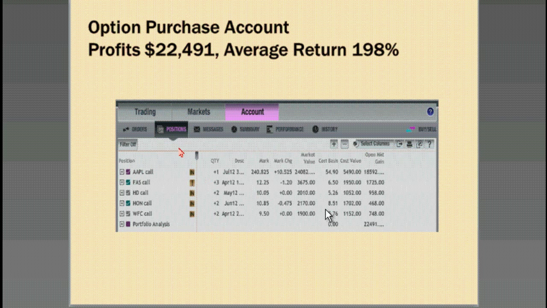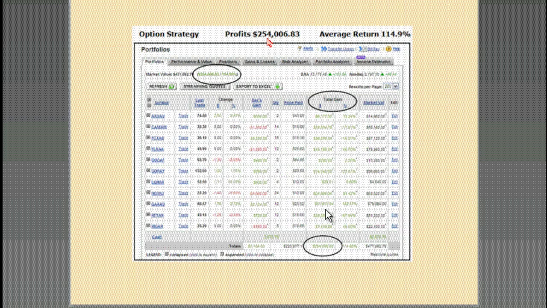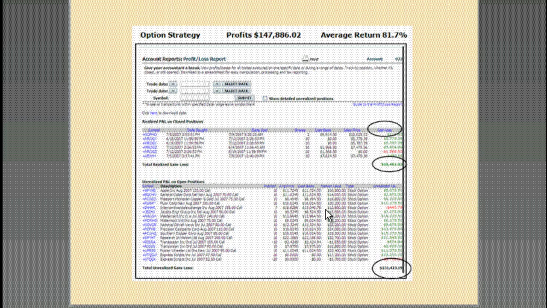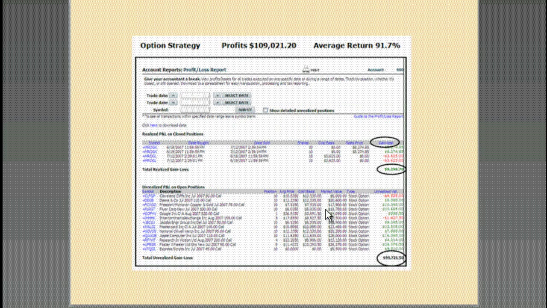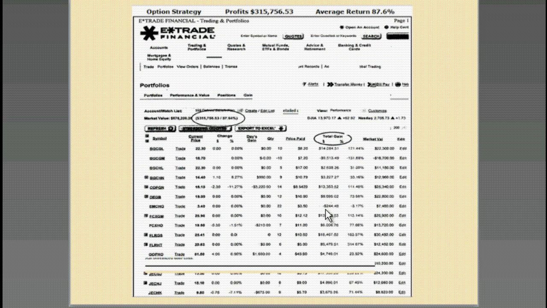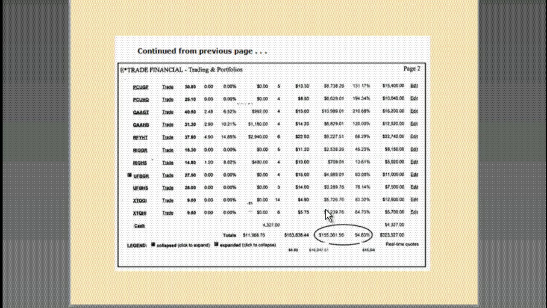So this first account had an average return of 198%. Here's another one. This one had an average return of 75%. This one had $254,000 in open trade profits, average return of 114%. So I'll just go through these, but these all total a little over $1.8 million in profits. I just wanted you to see some real results to get a feel for this high accuracy trading, and that it really does work.